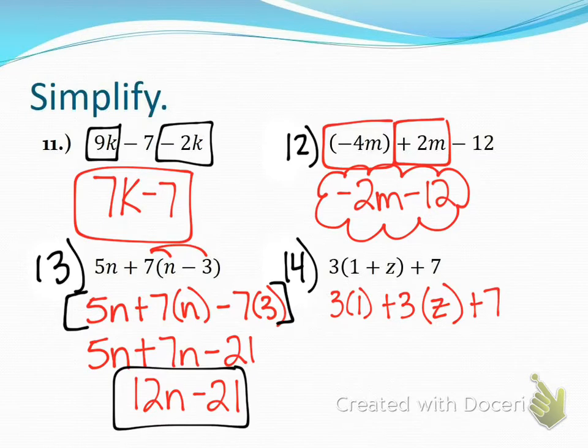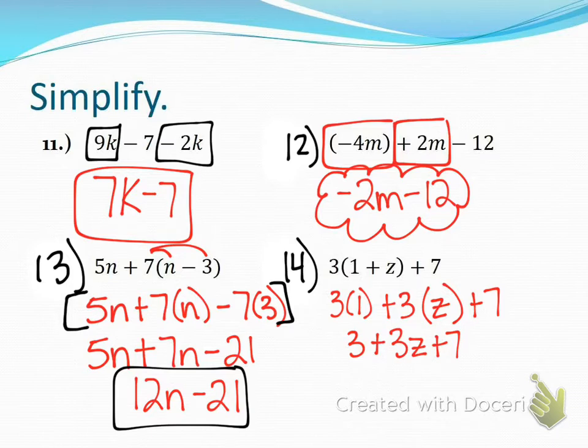Make sure you don't forget about it. It still is part of our problem. We just haven't done anything with it yet. 3 times 1? 3. 3 times z? Good. We're still adding the 7 on the end.